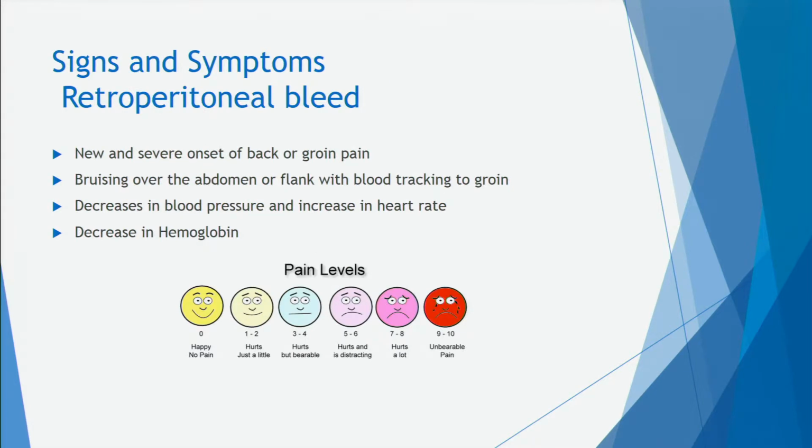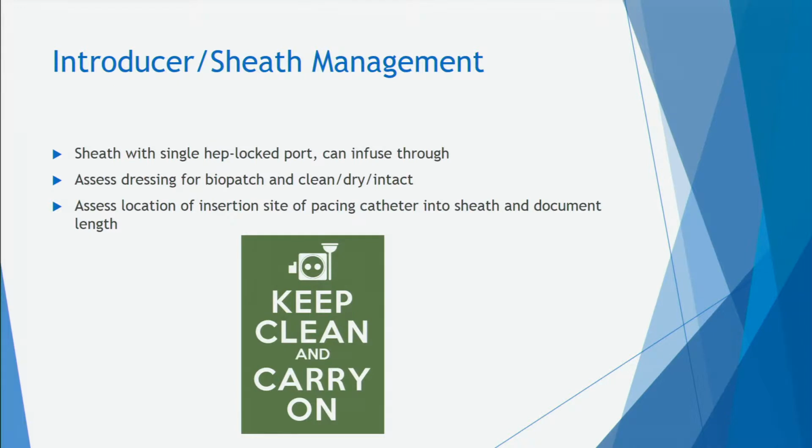This is just a quick review of the signs and symptoms of retroperitoneal bleed, which I know y'all probably are even more familiar with than I am, but bruising along the abdomen, sometimes that may be a later sign that you're going to see even an hour or so later. So really your pulse checks and development of hematoma and changes in their hemodynamics, their heart rate and their blood pressure are probably going to be the earliest signs. And then, of course, if you really suspected it, you're probably going to redraw your CBC and follow up with the doctor. Just a little bit about the introducer sheath.